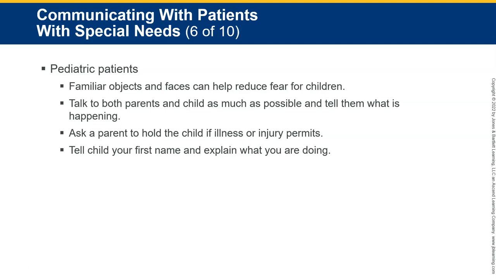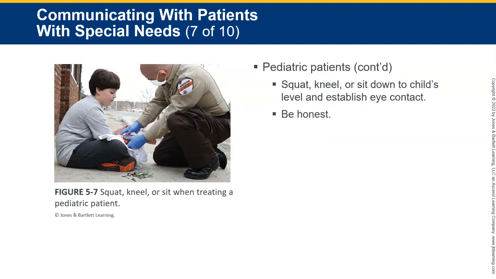Talk to both parents and child as much as possible and tell them what is happening. Ask a parent to hold the child if the illness or injury permits. Let them know your name and explain what you're doing if that helps, with an older child. So squat, kneel, or sit down. Don't stand over them, hovering over somebody. It doesn't build trust that way.